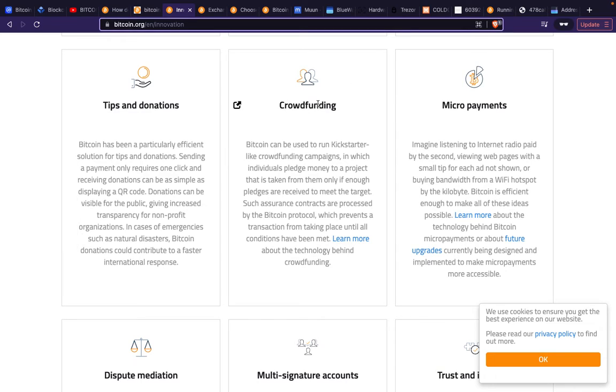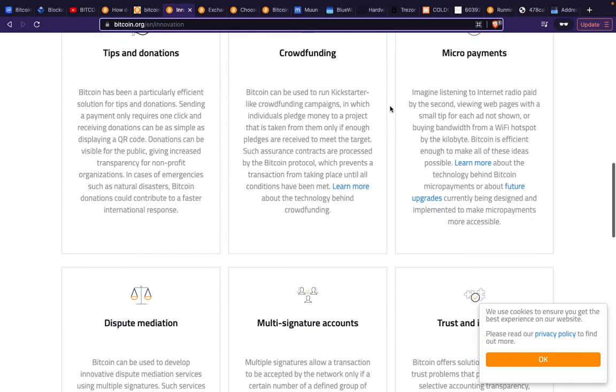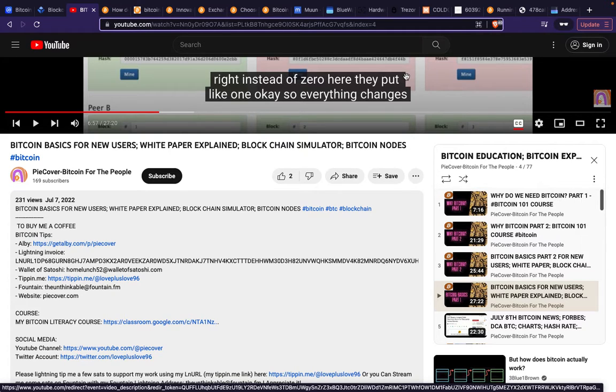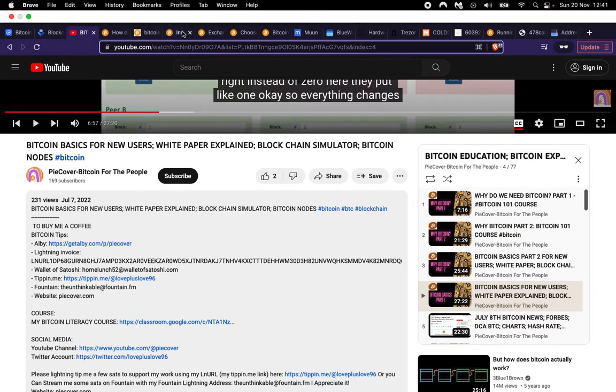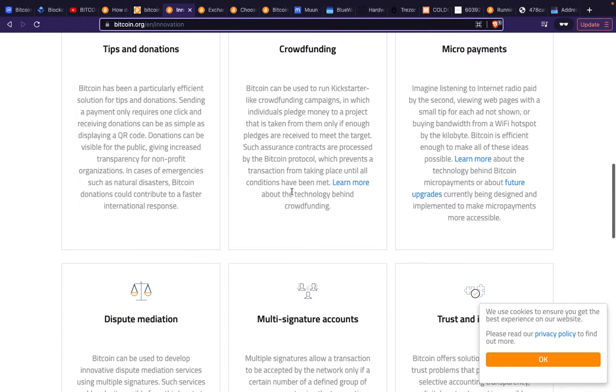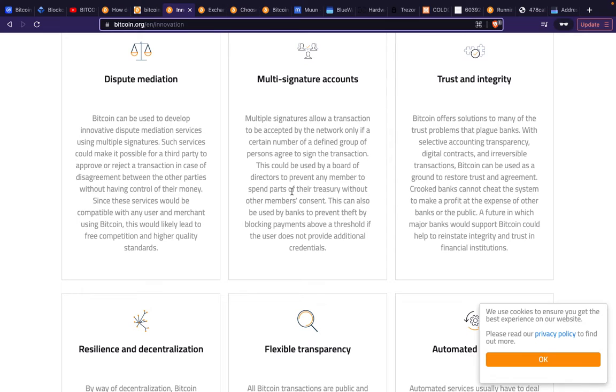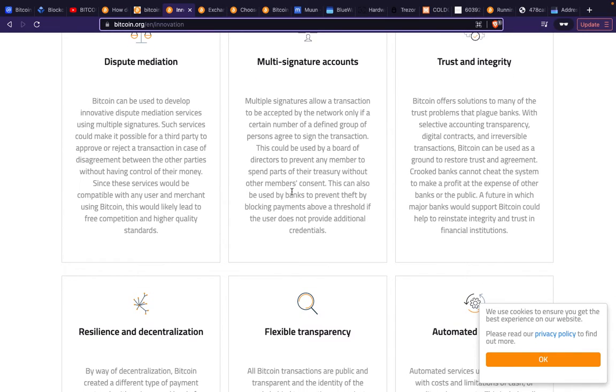Yeah, and it's good for crowdfunding. Some of you guys know Tally Coin, right? You have micropayments, right? So on Twitter, you like somebody's tweet, you could just tip them. Just like on YouTube, if you want to send me one sat, you can send it to me, right? And dispute mediation: on the blockchain, everything is public. You can go verify yourself.